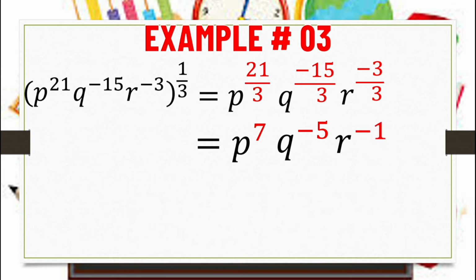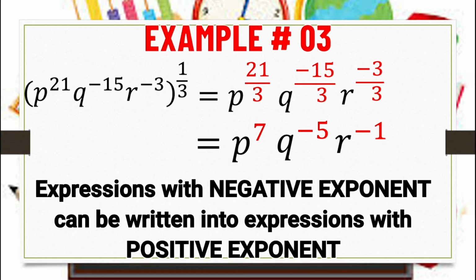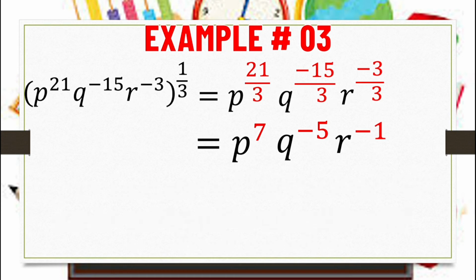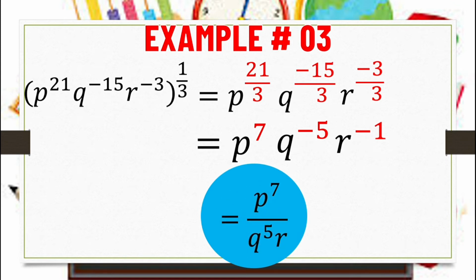In this case, we noticed we have expressions with negative exponents. And in our previous content, we learned that expressions with negative exponents can be written as expressions with positive exponents. Thus, we can simplify this expression as p raised to 7 all over q raised to the 5th power r. Let's have the next one.